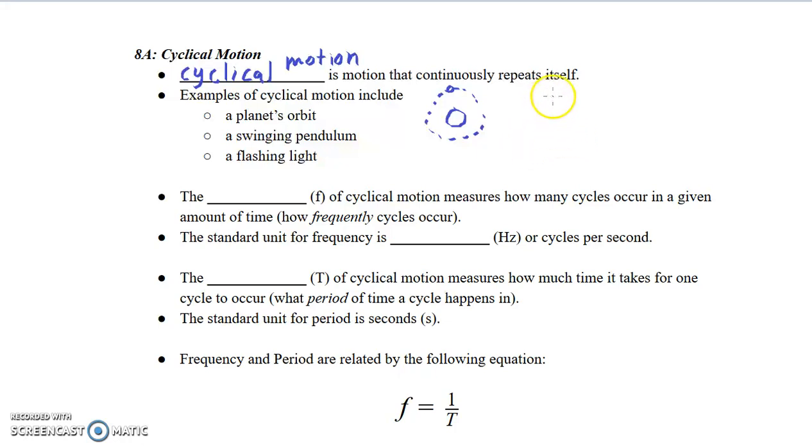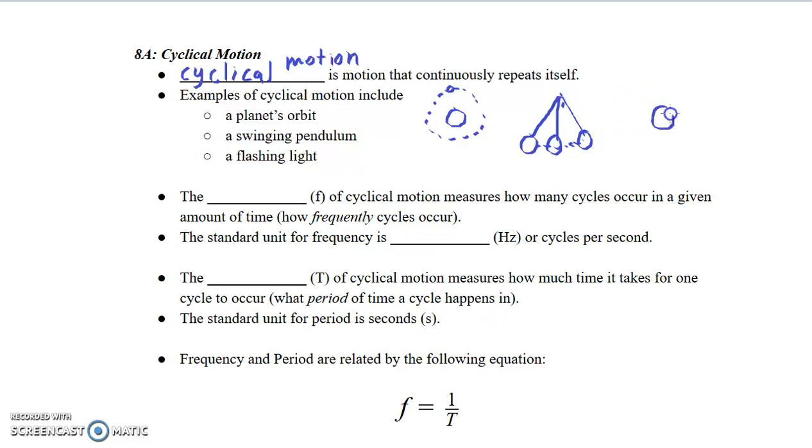Another one would be a swinging pendulum, right? If we have a ball on a string, that pendulum is going to go back and forth multiple times. It's going to be going over the same points over and over in the same amount of time. So that would be cyclical motion as well.